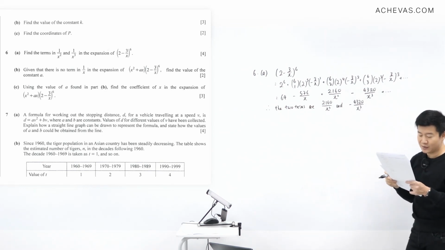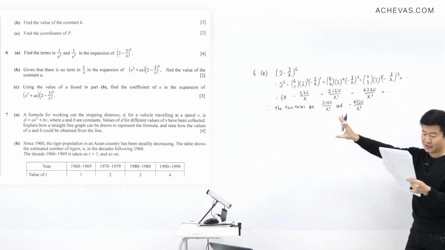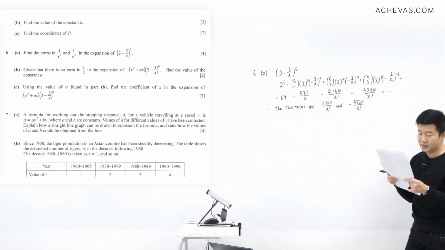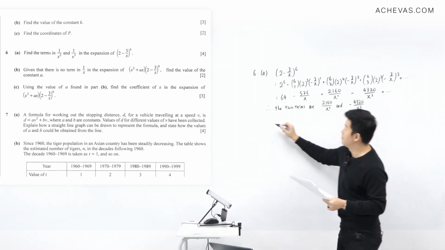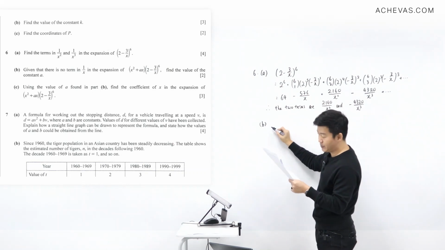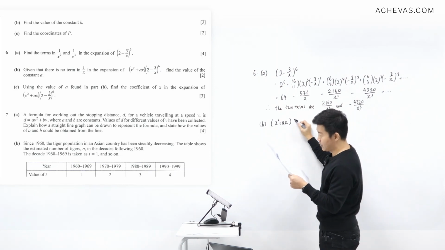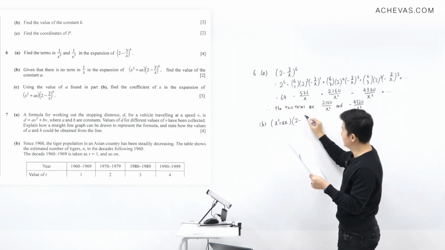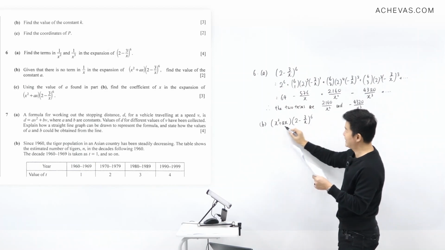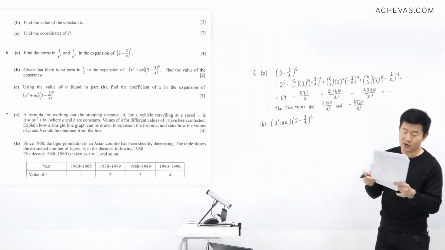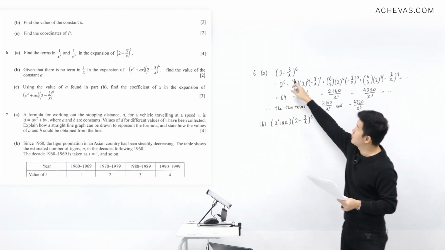And the question next wants us to find the value of the constant a in that expression there, given that there is no term in 1 over x. So that part B over here is going to be using this expression here, (x squared plus ax) multiplied by (2 minus 3 over x) to the power 6. a is here. So we're supposed to find this constant a, and this is what we have.